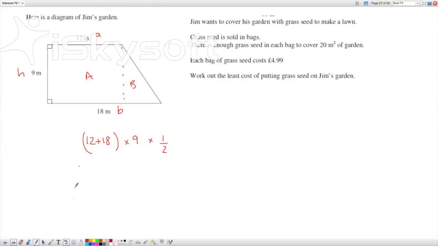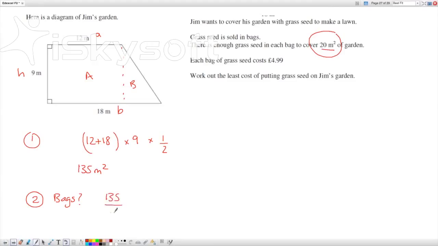So using our formula here for the area of our trapezium, multiplying through, we have 135 metres squared. So first off, we found the area of the trapezium, or, as I said, split the shape into a rectangle and a triangle. Either way, we have our total. We now need to know how many bags, if each bag is sold to cover 20 metres.